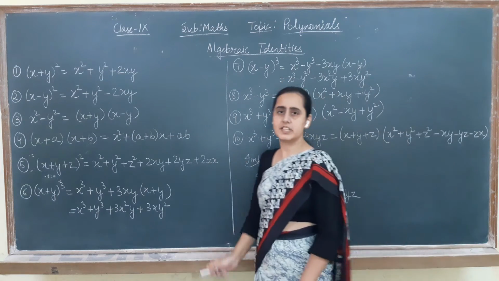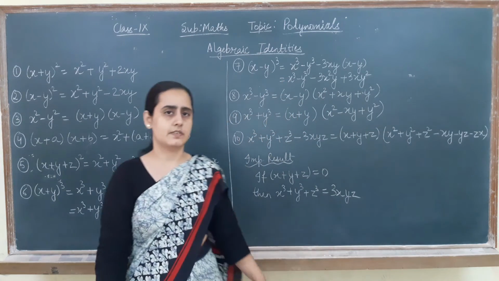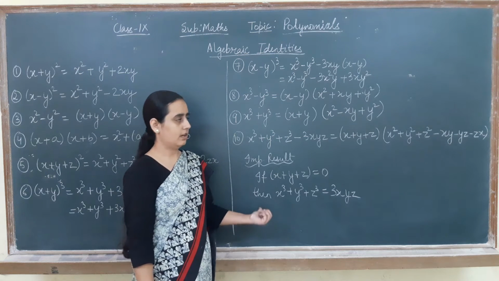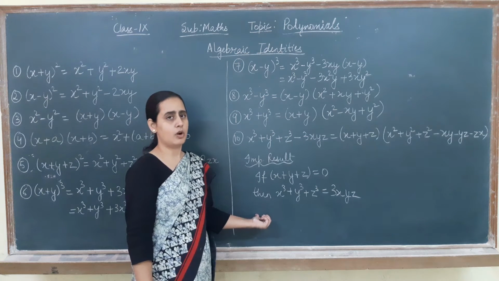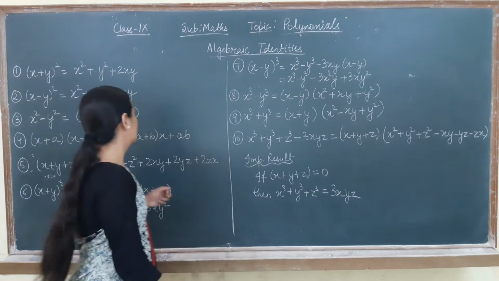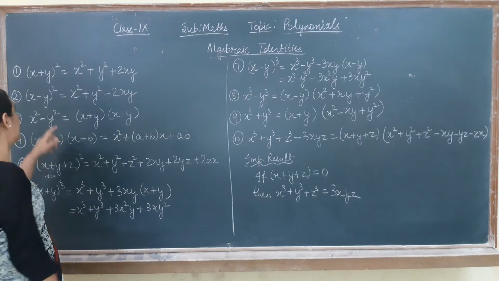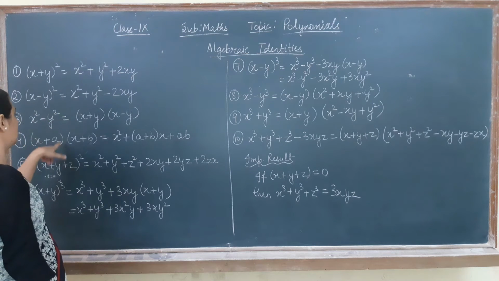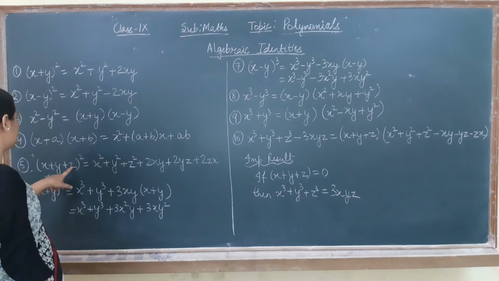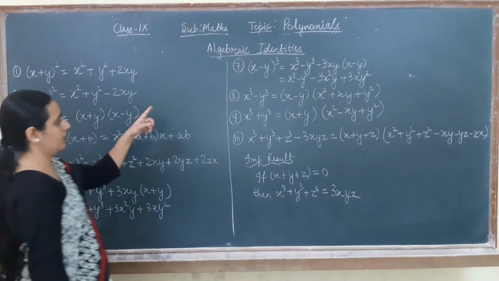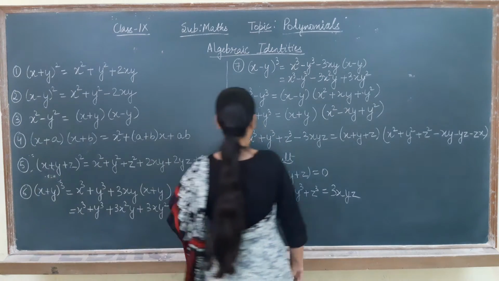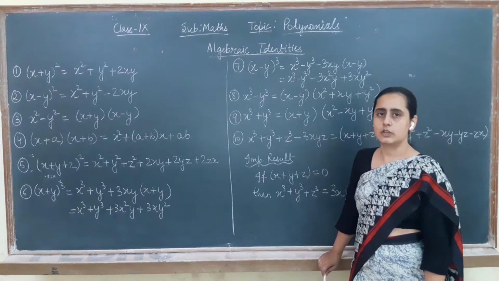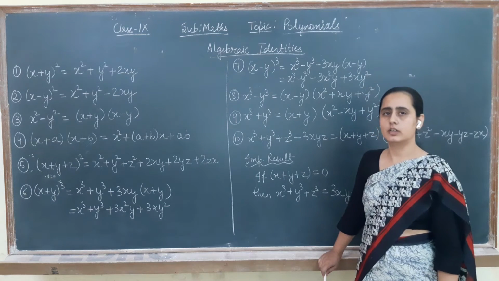We have a total of 10 identities. You must have studied 2 or 3 in your previous classes also, but here you have to remember all 10. So I am just giving you a brief. (x plus y) whole square, then (x minus y) whole square. These you have done. These are the new ones, 5, 6, 7, 8, 9 and 10. You need to note down all these identities in your notebook and you have to learn these.